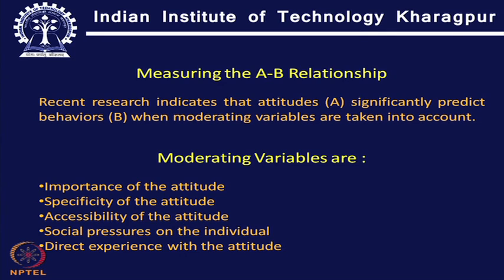like importance of the attitude to that person, specificity of the attitude, whether the attitude is very specific and could be connected to a certain behavior pattern, or it doesn't have that behavioral outcome, accessibility of the attitude, whether we can access that attitude now and then in the organization, social pressures on the individual while we are trying to access that attitude, direct experience with the attitude, like whether we have seen others performing it in the same way or not. So, these are some of the moderating variables which, if taken into account, can significantly predict the behavior.